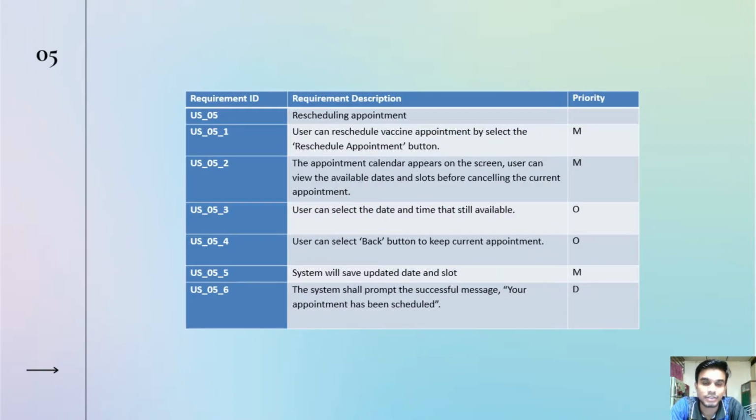The next requirement for the user is rescheduling the appointment. The user can reschedule their vaccine appointment by selecting the reschedule appointment button. It's mandatory. The appointment calendar appears on the screen. The user can now view the available dates and slots before cancelling the current appointment. It's mandatory. The user can select a date and time that is still available. We put it as optional. The user can select the back button to keep the current appointment. It's also optional. The system will save and update the date and slot time. It's mandatory. The system shall prompt the successful message, which is your appointment has been scheduled. It's desirable.